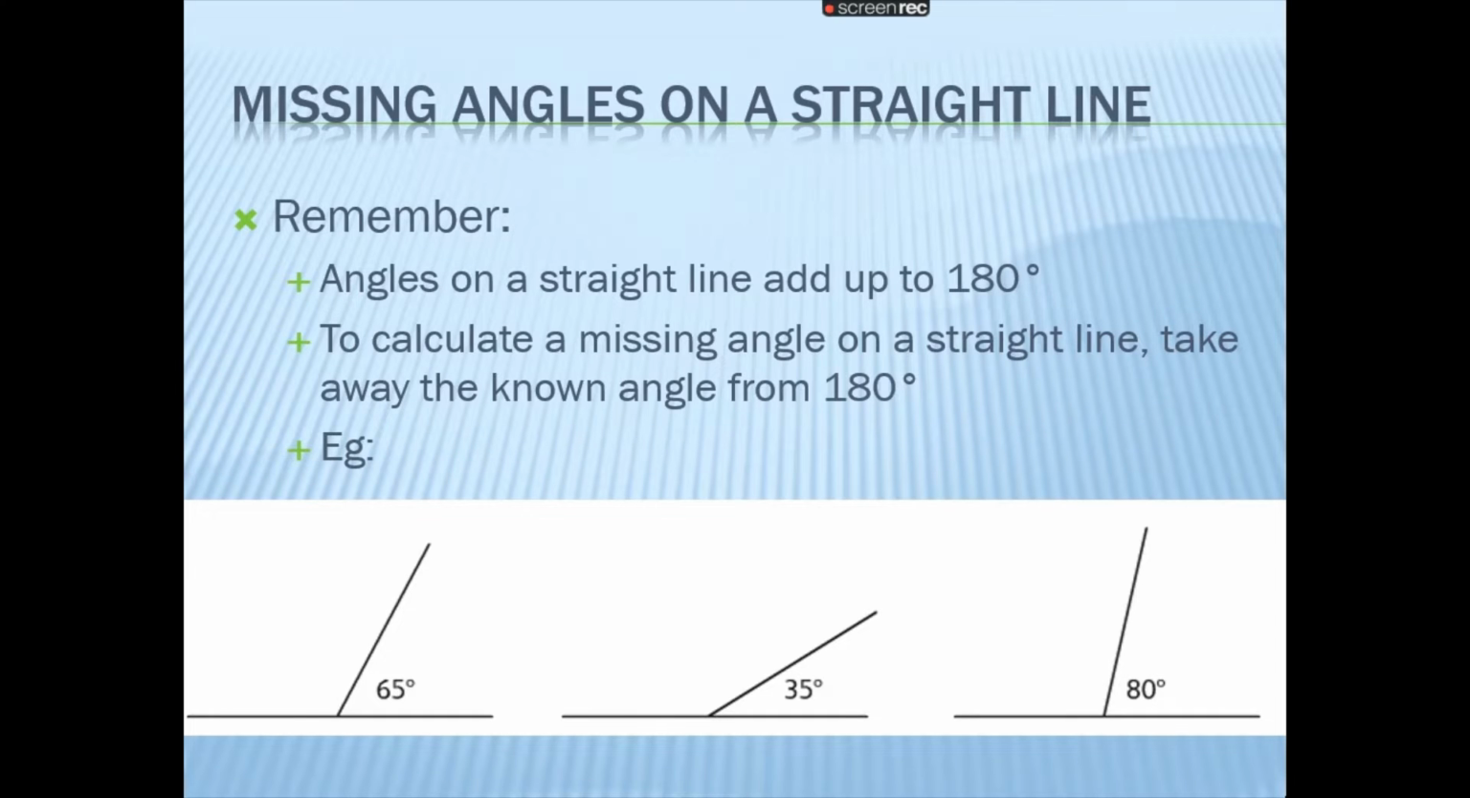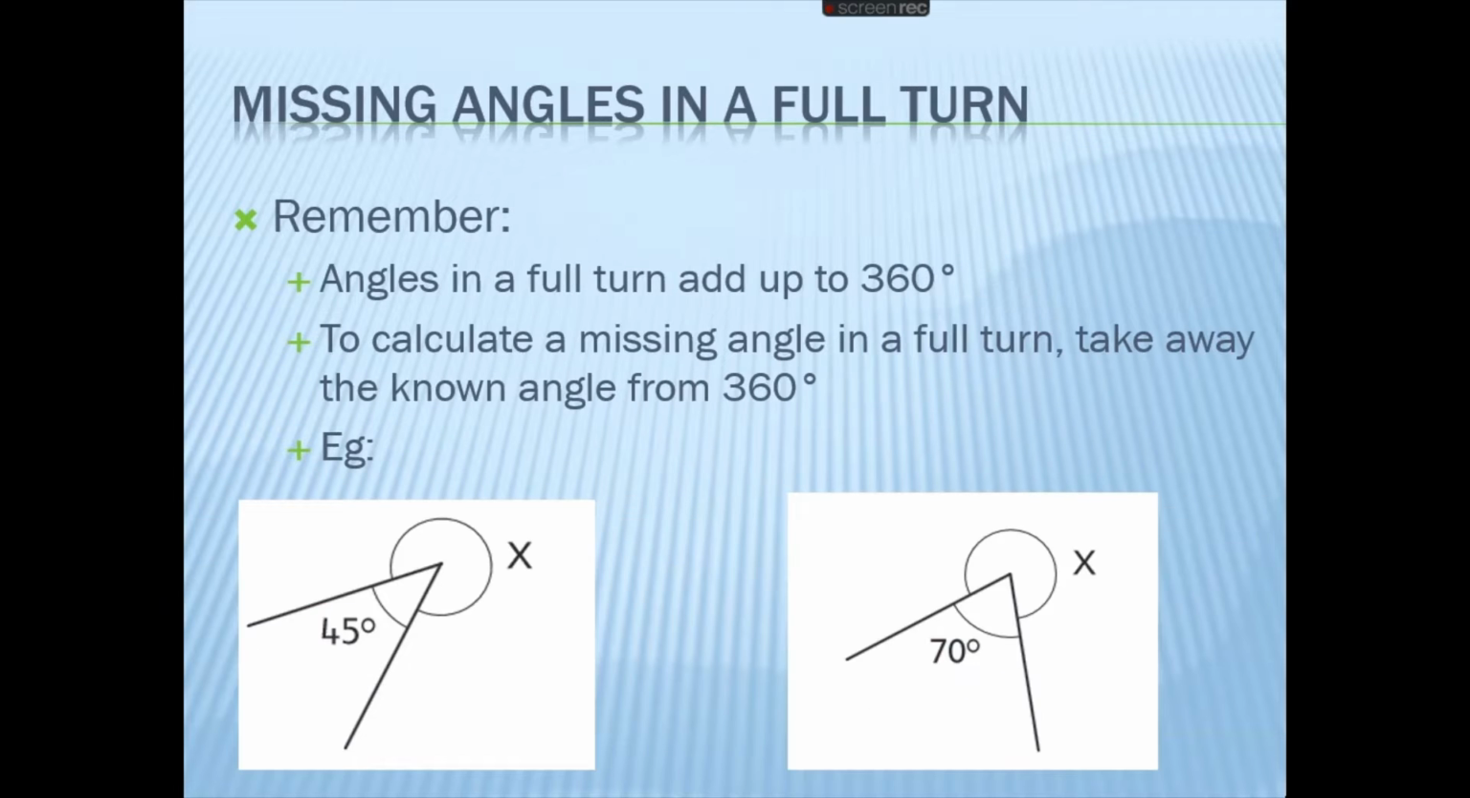Now, missing angles on a straight line. Remember, angles on a straight line always add up to 180 degrees. To calculate any missing angle on a straight line, take away any angles that you know from 180. For this one, 180 minus 65 is 115. This one, 180 minus 35 is 145 degrees. And this one, the angle we know is 80 degrees, so 180 minus 80 is of course 100 degrees. So angles on a straight line always equal 180.